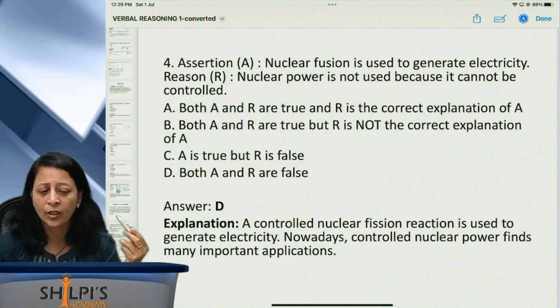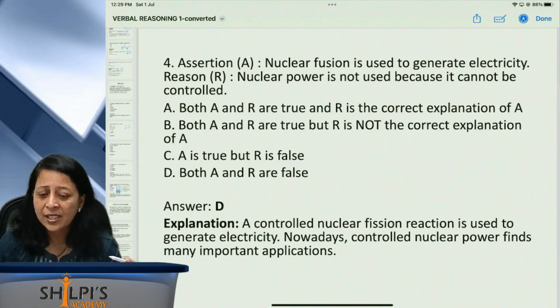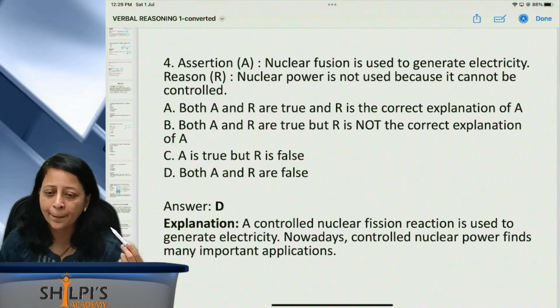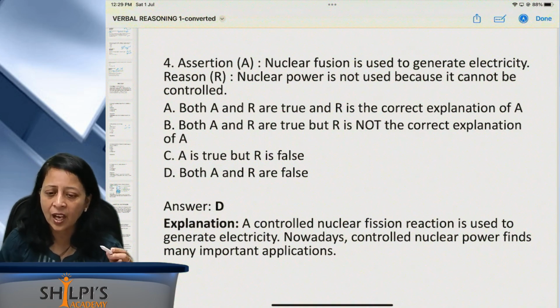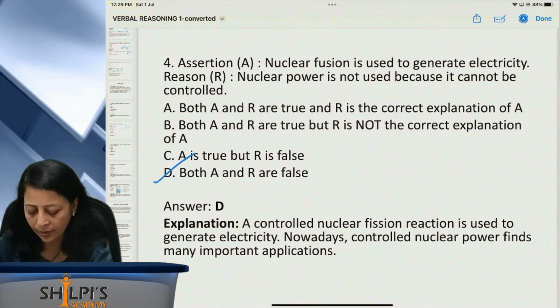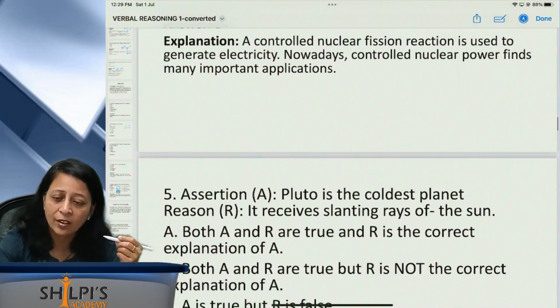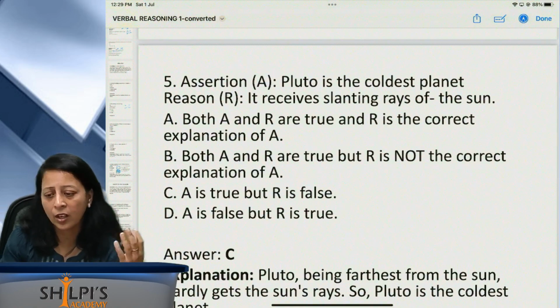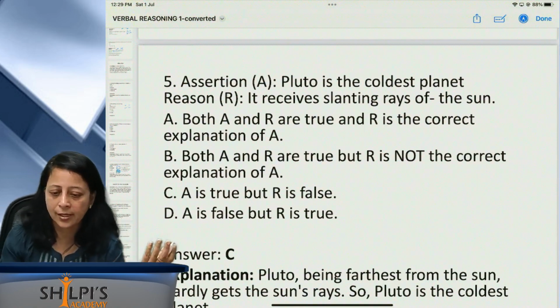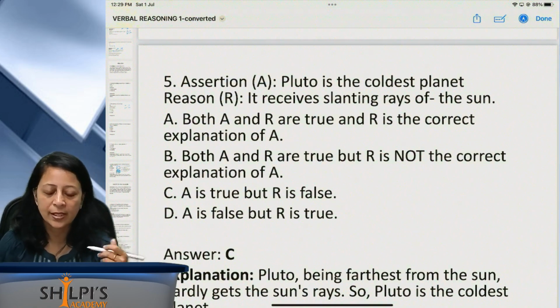Nowadays, controlled nuclear power finds many important applications. So because of this, both your A and R are false. Okay. So since they are false, you cannot tell that A is related to R or R is related to A because both are false. Now coming to the next question.